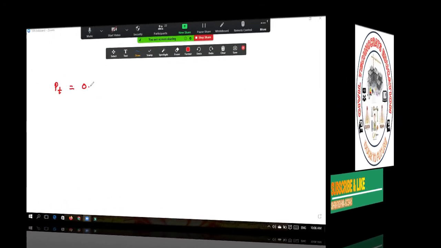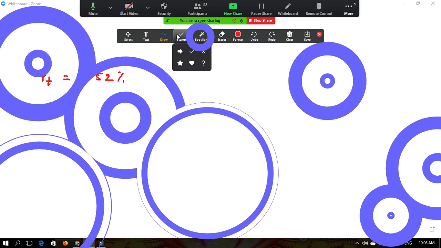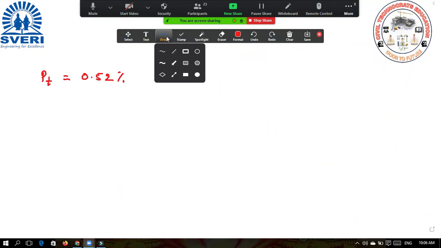equal to 0.52%. This is our percentage of steel. It is equal to 0.52%.